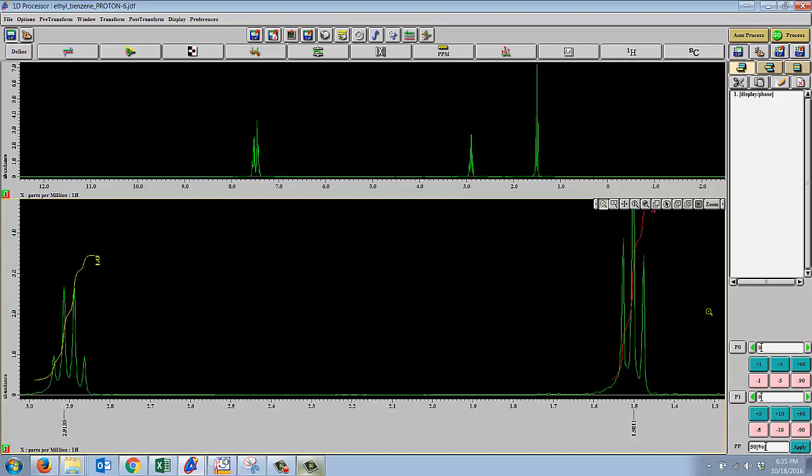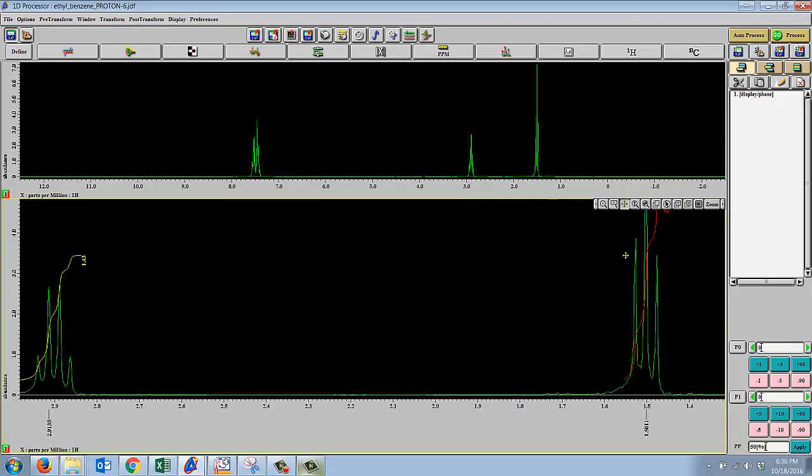Typically when you see a quartet a little bit more downfield than a triplet, usually in the order of 1 to 2 ppm difference, a lot of times that indicates that there's an ethyl group. Not all the time, but it's a good indication. And so my triplet should be a CH3. So I can use the software to actually do that for me.